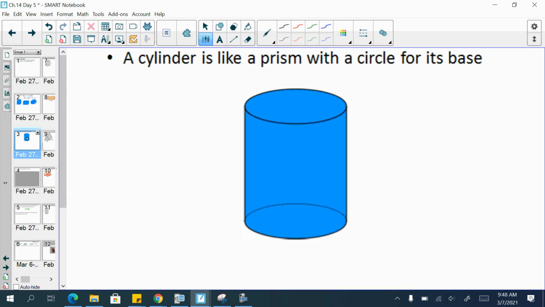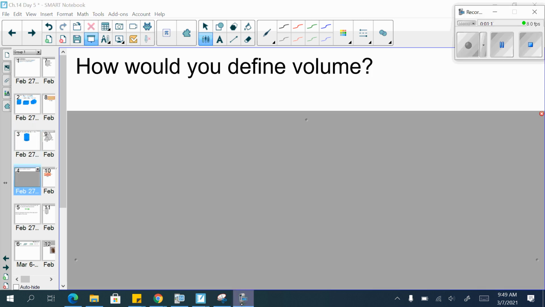And then a cylinder is basically the same thing as a prism, but it gets its own special name when it has a circle as its base, since a circle is not considered a polygon. So we're kind of lumping all these things together, prisms and cylinders, because you calculate their volume in the same way. So first of all, let's remind ourselves what volume really is.